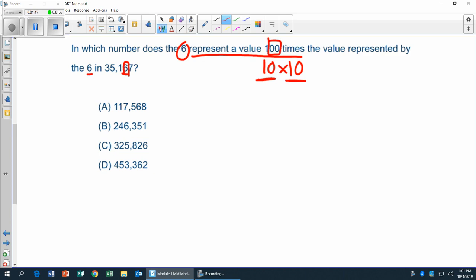So if I want to go 100 times greater, I'm going to jump 1 time and then the second time. So I need a 6 to show up right in this spot, which is the 1000 spot. And when I look down the 1000 spot in all my choices, there is a 6 in choice B.